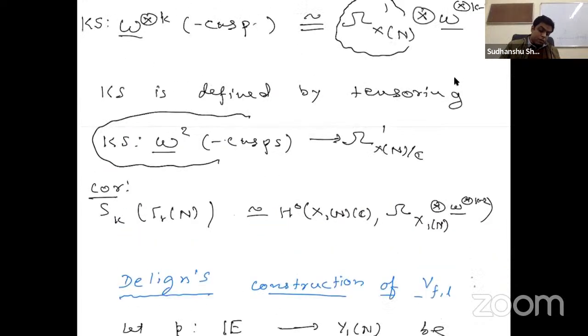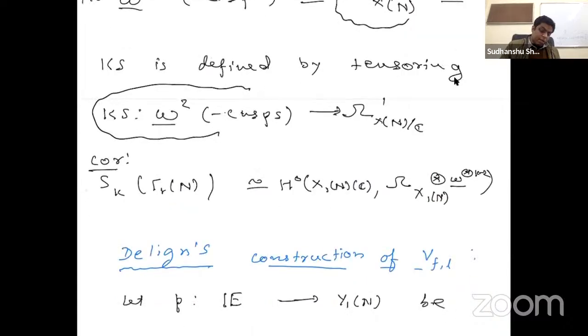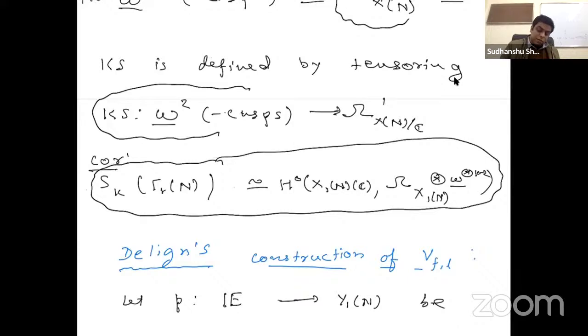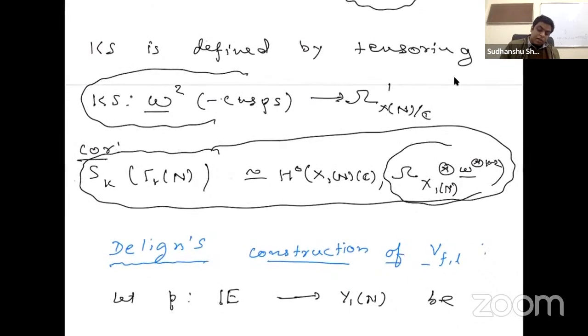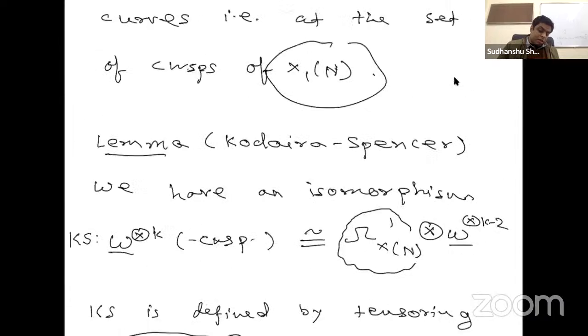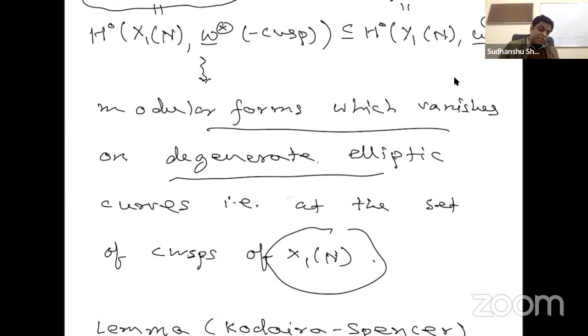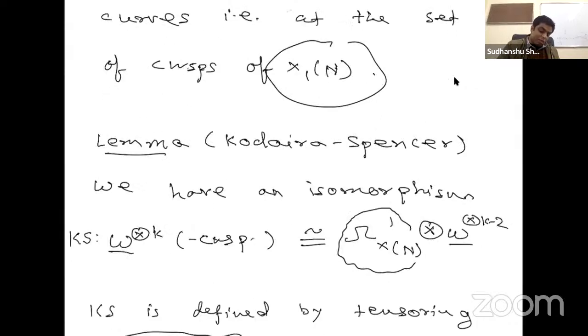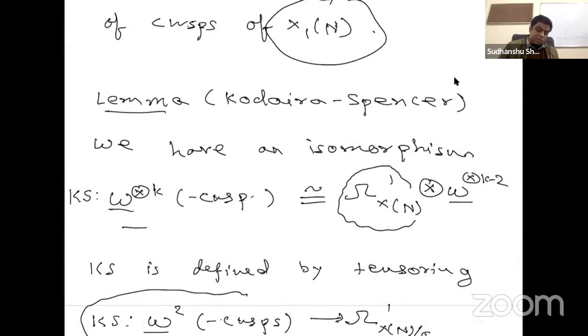Using this, we see that the space of cusp forms can be described using the global sections of this sheaf omega on X_1(N) tensor omega to the power k minus 1. This description, up to here, is in fact over any Z[1/n]-algebra. But once I come to here, this one is over C. So the notation should have been Z[1/n] tensor C here.